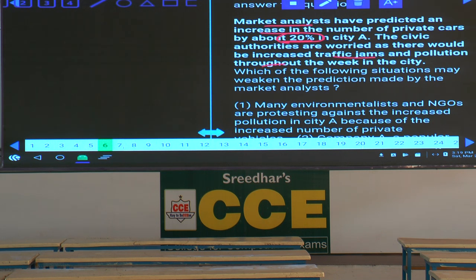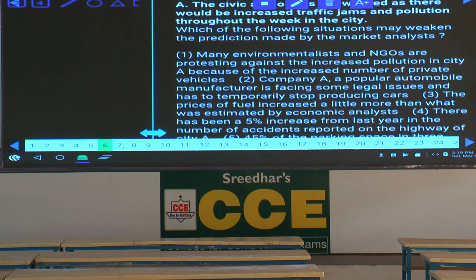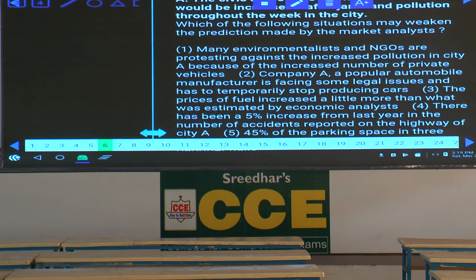Then which of the following situations may weaken the prediction made by the market analyst? Now we need to identify. Whatever analysis is done by this market analyst has to become false. How can we make this one false? By proving that there won't be any demand for these vehicles. Now first we need to prove there is no demand for these vehicles. Then choice one, many environmentalists and NGOs are protesting against the increased pollution in city A, because of the increased number of private vehicles.